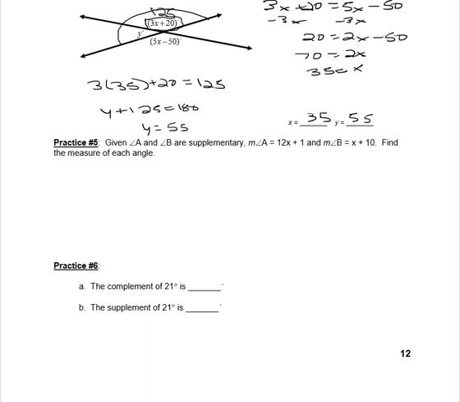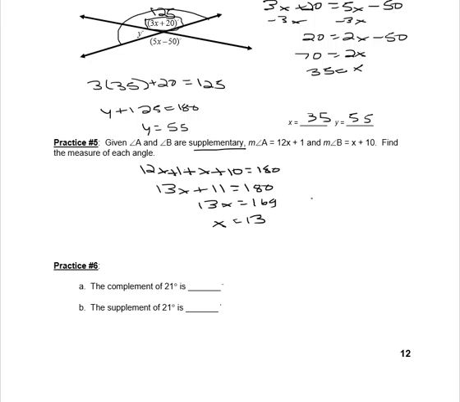Now over here it says given A and B are supplementary. So we have to know what the word supplementary means. Well, it means adds up to 180. So I can just say 12x plus 1 plus x plus 10 has to equal 180. Well, 12x and x makes 13x. 1 and 10 makes 11. Subtract 11. And divide, and x equals 13.